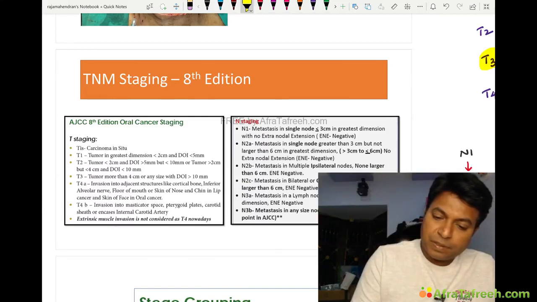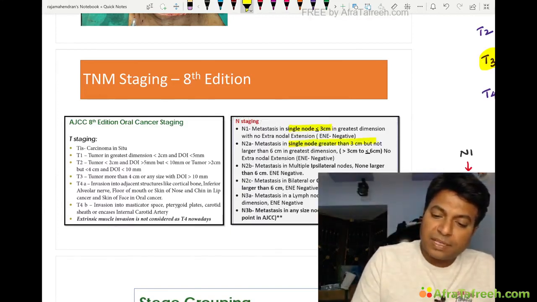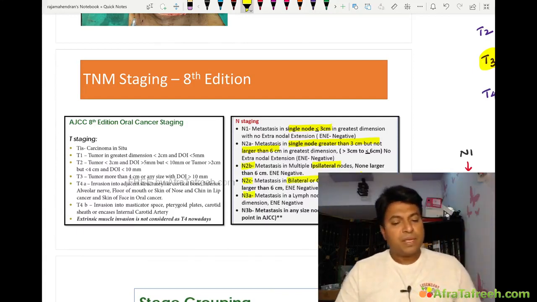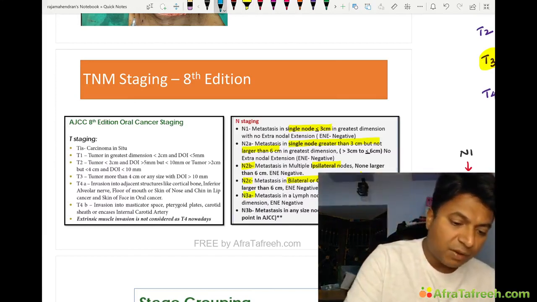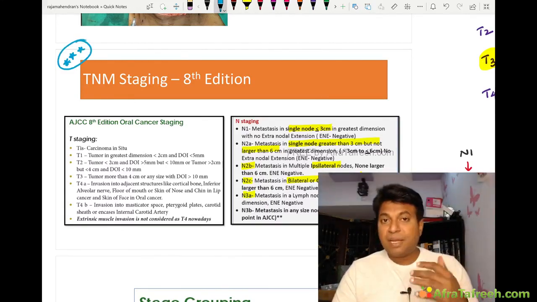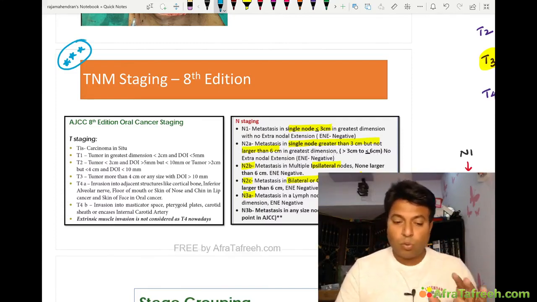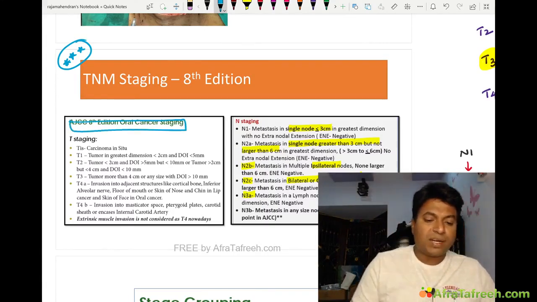Please remember, N1 is a single node less than 3 centimeter. N2A is a single node greater than 3 but less than 6. N2B is ipsilateral. N2C is bilateral or contralateral. N3A is more than 6 centimeter. So definitely you are going to get a question from TNM staging of oral cancer. I hope you all remember CA breast because it's repeatedly asked, but most of us go without proper knowledge of oral cancer. There is a latest AJCC staging for oral cancer. Please don't forget this staging.